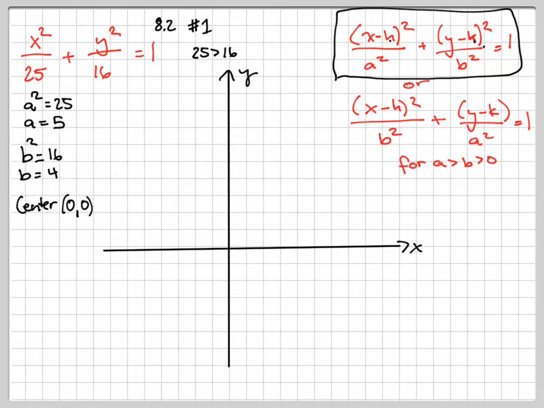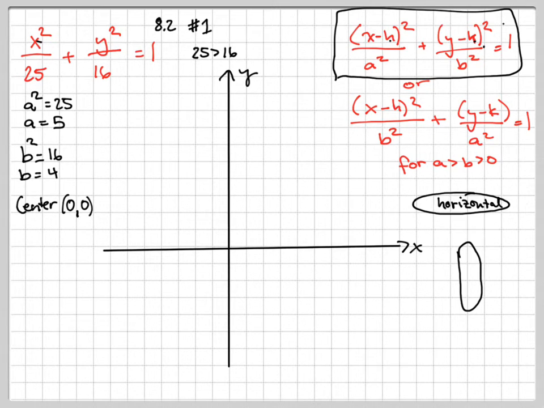One more time, we're using the top one because if a is the denominator of x squared, which we have here, then the major axis is the x-axis. And if the variable a is in the denominator of y squared, then the major axis is the y-axis. In our case, we're looking at the top equation, which makes this a horizontal ellipse, compared to a vertical ellipse, which would look like this. The top one is horizontal, and the bottom one is a vertical ellipse.